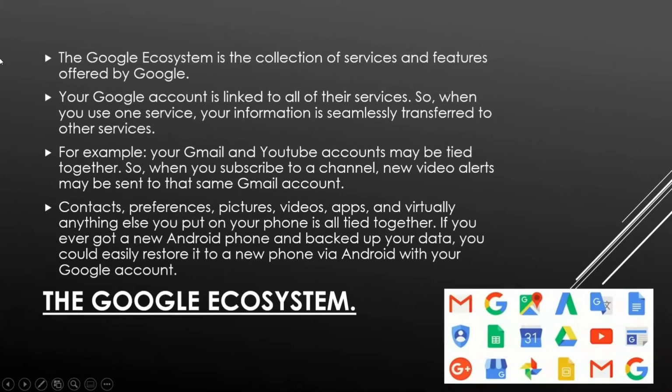The Google ecosystem is a collection of services and features offered by Google. Your Google account is linked to all of their services, so when you use one service, your information is seamlessly transferred to other services. For example, your Gmail and YouTube accounts may be tied together. So when you subscribe to a channel, new video alerts may be sent to that same Gmail account. Contacts, preferences, pictures, videos, apps, and virtually everything else you put on your phone is all tied together. If you ever get a new Android phone and backed up your data, you could easily restore it to a new phone via Android with your Google account.